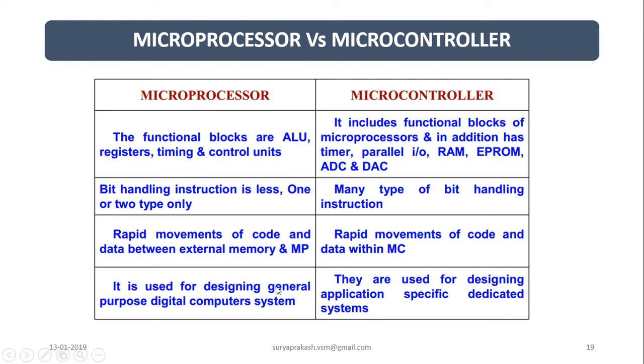The microprocessor is used for designing general purpose digital computer systems, and the microcontroller is used for designing application specific dedicated systems. This is the basic classification, and there are still more differences when comparing the microprocessor and microcontroller.